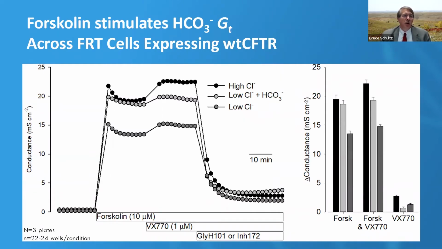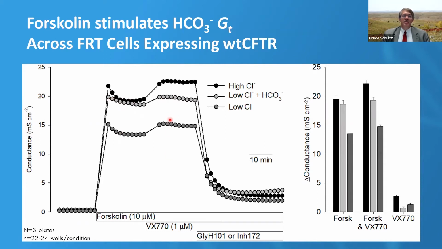And the answer is yes, yes, we can. In cells expressing wild-type CFTR, we see a substantial forskolin-associated increase in conductance attributable to bicarbonate. Shown here in the dark gray symbols is low chloride, in the black symbols is high chloride, and we see almost superimposable after exposure to forskolin is the low chloride plus bicarbonate. So this would suggest that in these conditions, bicarbonate supports nearly as much conductance as chloride for this 25 milliequivalent increment.